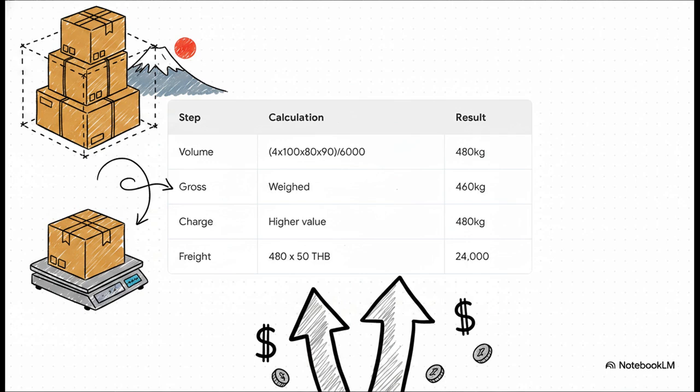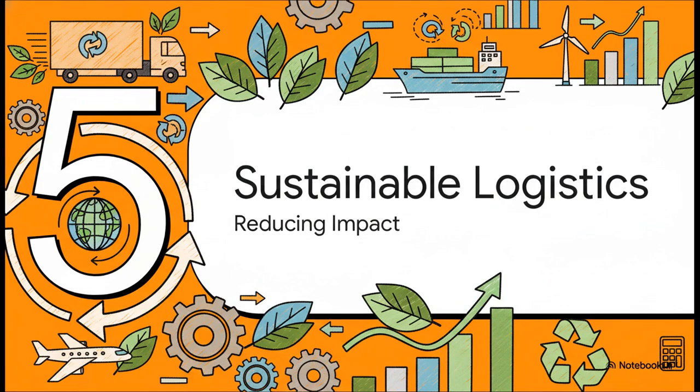Step 3, we compare them. 480 is higher than 460, so 480 kilograms is our chargeable weight. Finally, if our rate is 50 Thai baht per kilo, we multiply that by 480, giving us a final freight charge of 24,000 baht. It's a remarkably simple but absolutely vital process to make sure you aren't losing money on bulky items. Moving into Section 5, Sustainable and Smart Logistics.